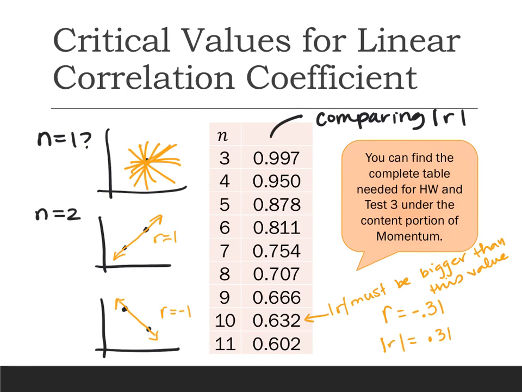Now I will have a complete table that you can have for the homework, because some of the problems include it and some don't. But I will give you that table under the content portion in Momentum. It's just an Excel file that has the values for N and the R values going through, hopefully, anything that you would end up needing.